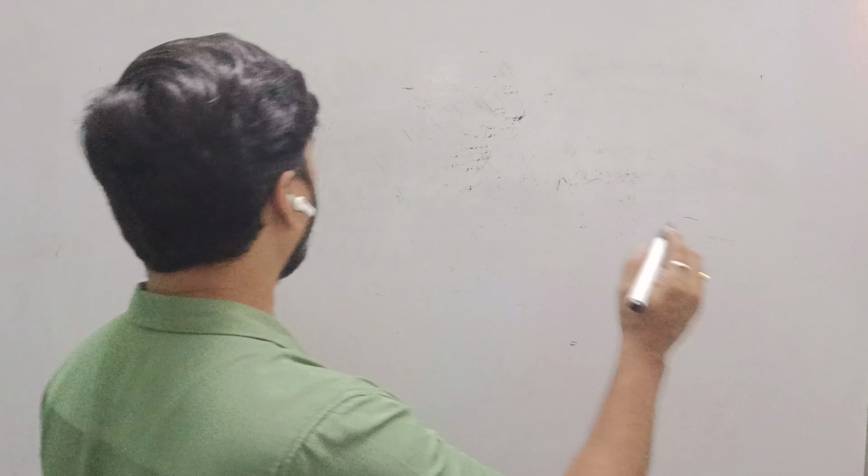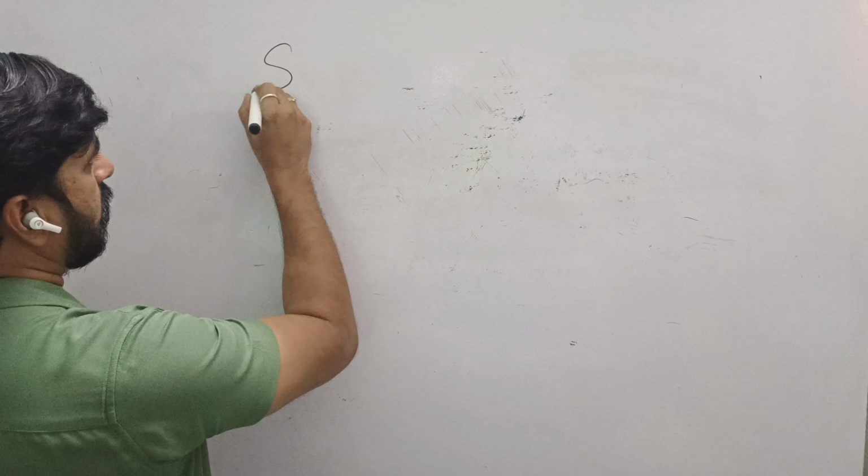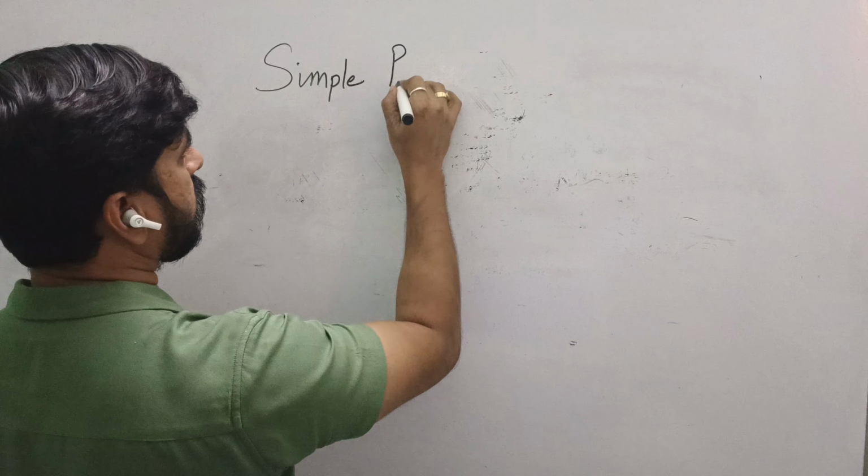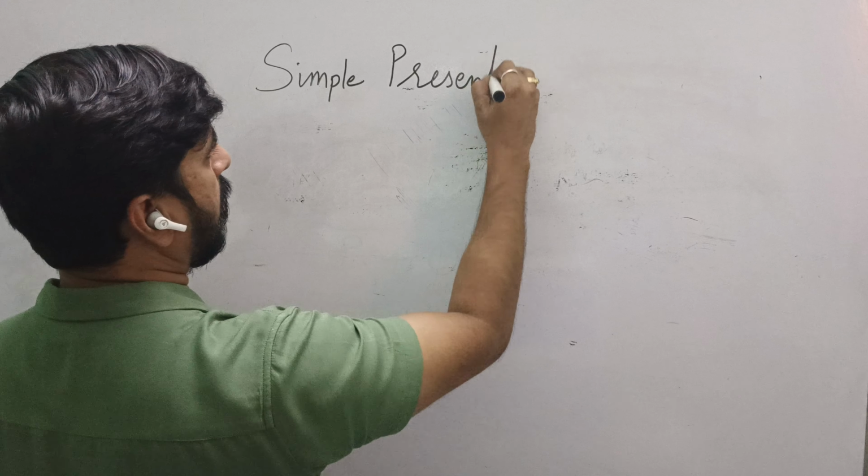As we all know, tenses are present, past and future. Present has 4 tenses: simple present tense, present continuous tense, present perfect tense, present perfect continuous tense. Okay, so let's start with simple present tense.